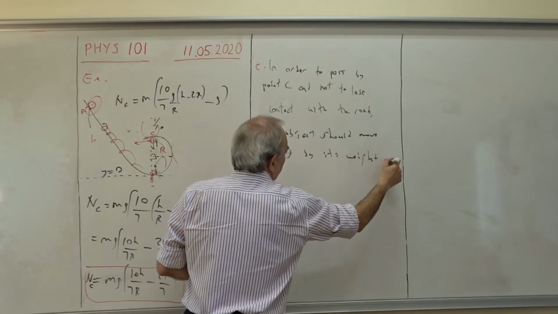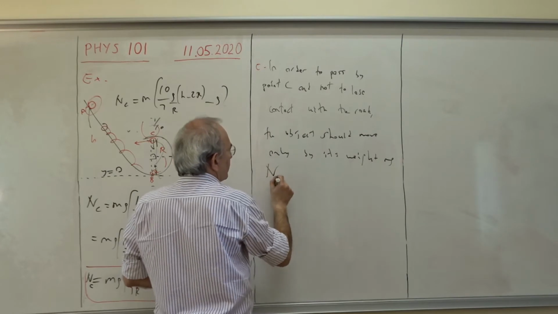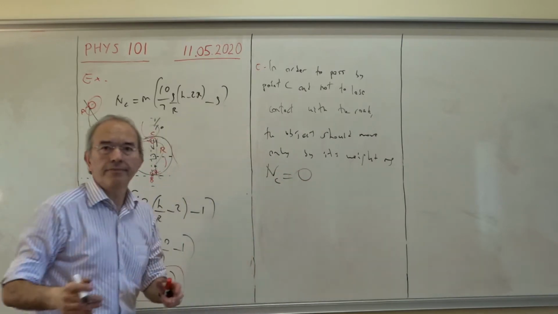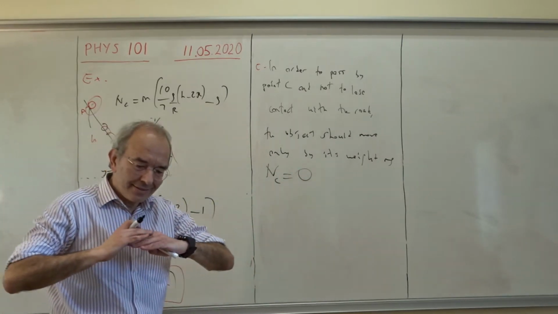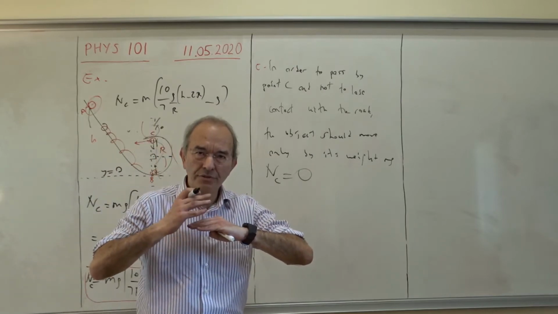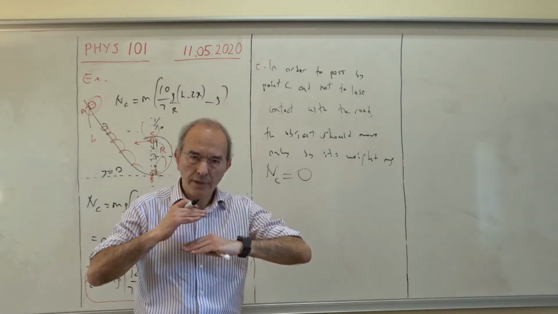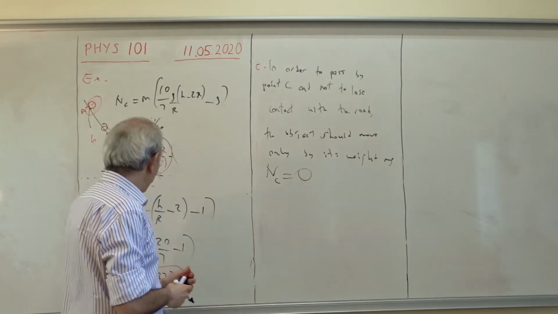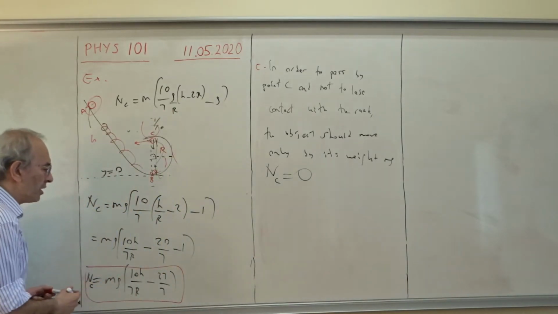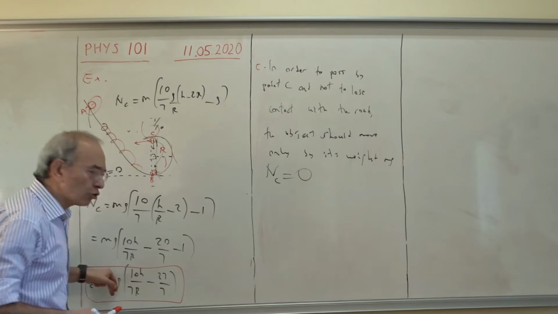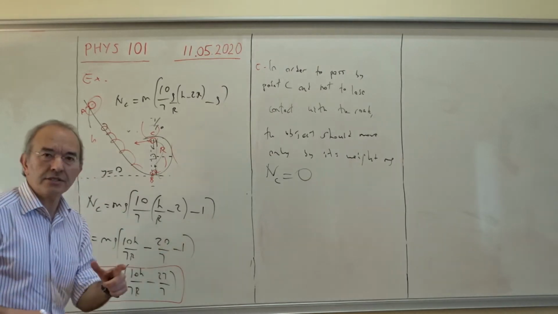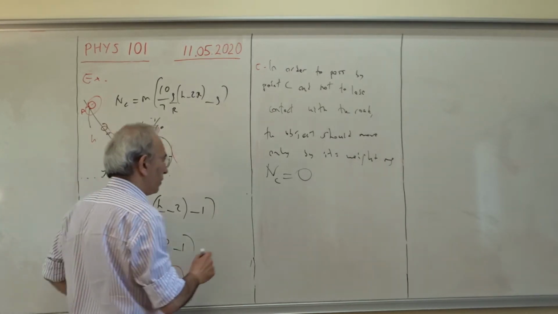By its weight mg. So that N_C should be 0 there. Just a loss of contact between the ground, the road, and the object. If N_C is 0, go back to part B. If N_C is 0, mg cannot be 0, so it is the parentheses which should be 0.